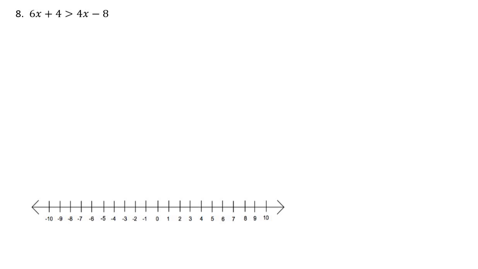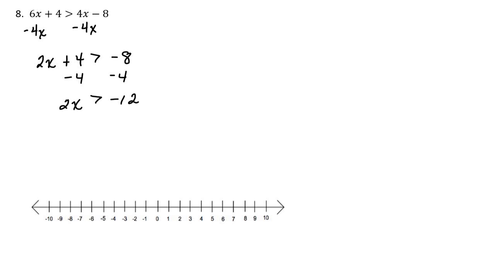Okay, problem 8. I have a variable and constant on each side of my inequality. I'm going to get rid of my smallest variable term first. So I'm going to subtract 4x from both sides. So I have 2x plus 4 on the left-hand side of my inequality and -8 on the right-hand side. Then I'm going to subtract 4 from both sides and then divide by 2. So x is greater than -6.